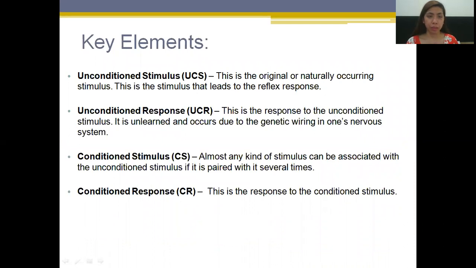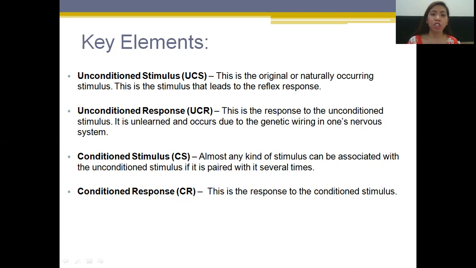During his experiment, Pavlov was able to identify 4 key elements, and these are the following. Unconditioned stimulus. This is the original or naturally occurring stimulus. This is the stimulus that leads to the reflex response. Now the term unconditioned here means unlearned. Then we have the unconditioned response. This is the response to the unconditioned stimulus. It is unlearned and occurs due to the genetic wiring in one's nervous system.